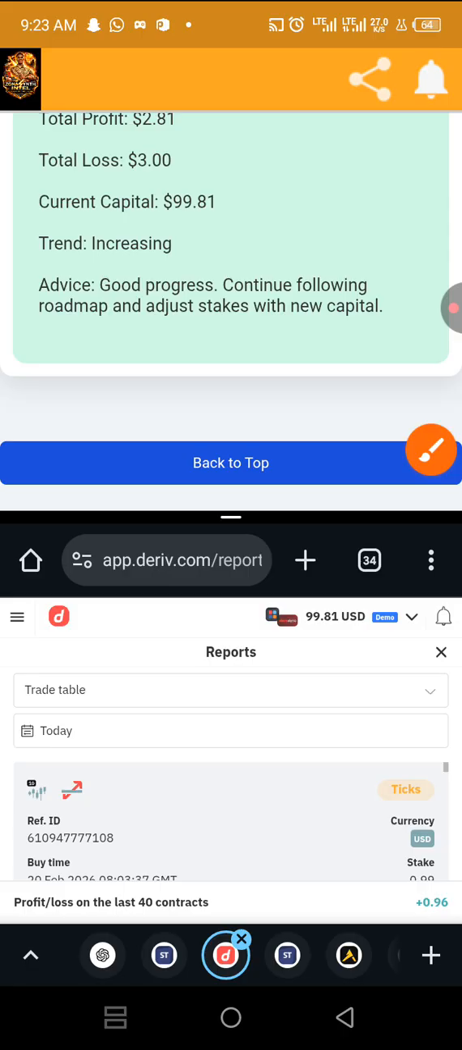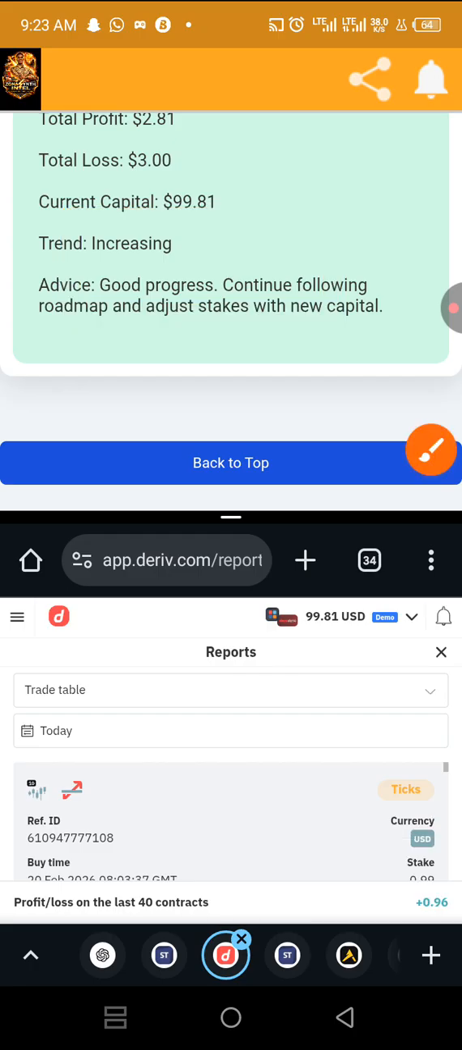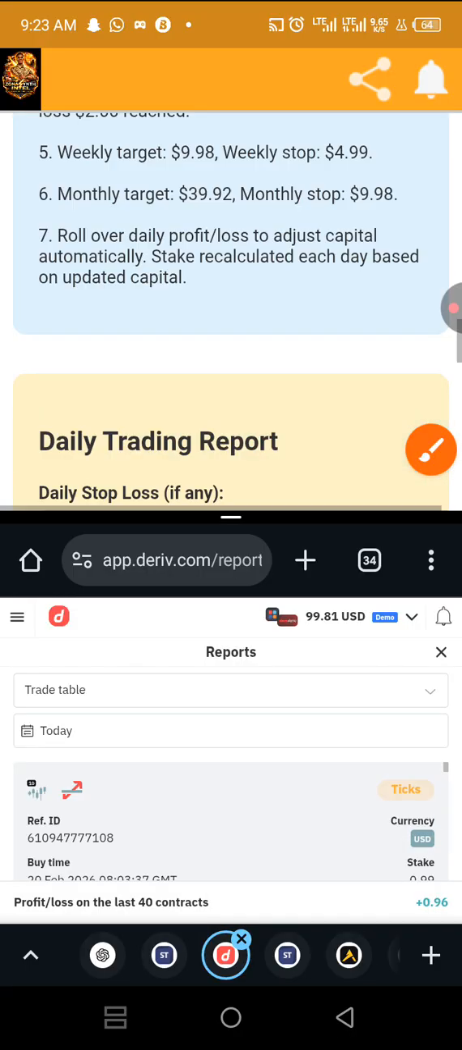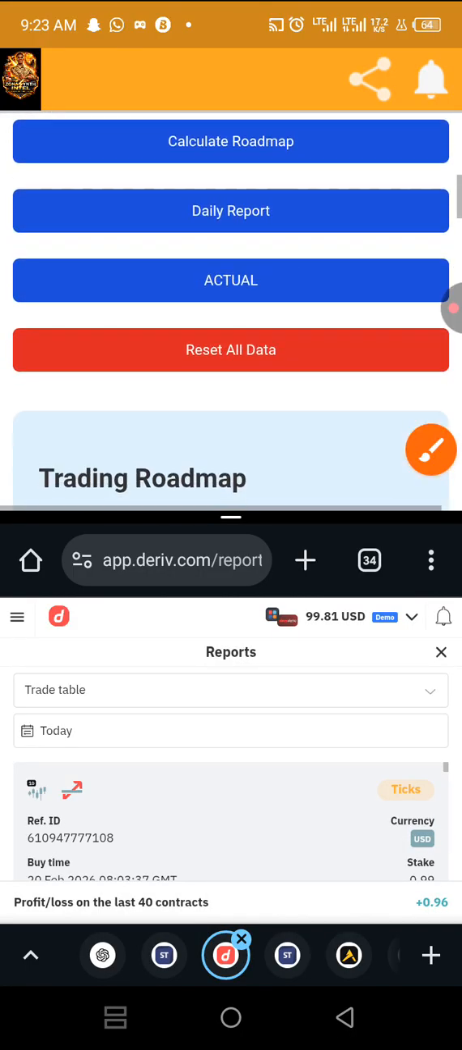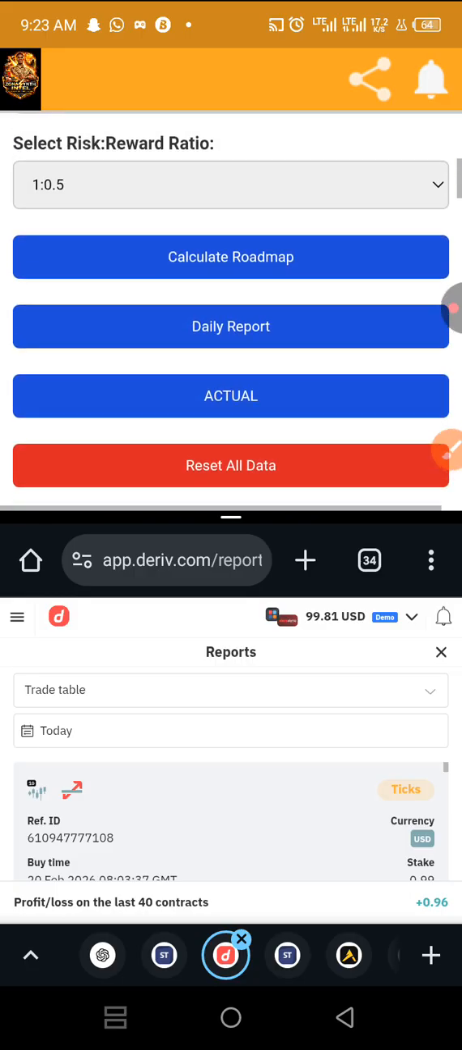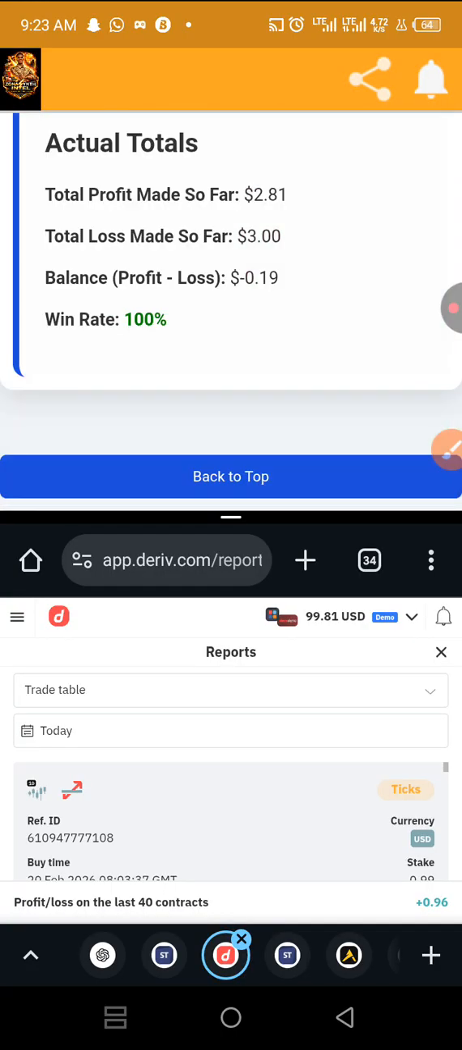And as of today, can you see my trending is no longer stagnant? It is now increasing, and they say that I'm now in good progress. I should continue following the roadmap and adjust stake with new capital. So back to top. Our stake will be adjusted automatically. Let's check our actual. Back to bottom, and our actual is still 100%.